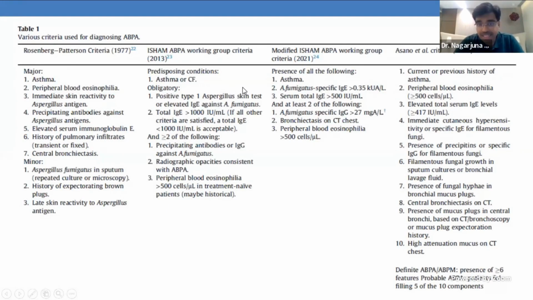Second is the skin test has been removed. And now it is only specific IgE. And serum precipitins have been removed and it is now only specific IgG. The cutoff for specific IgG is 27 milligrams of antibody per liter.